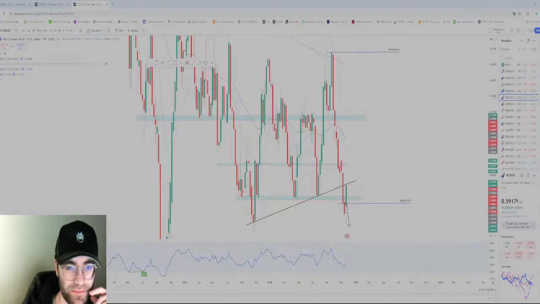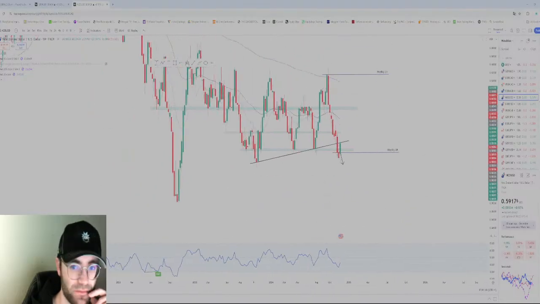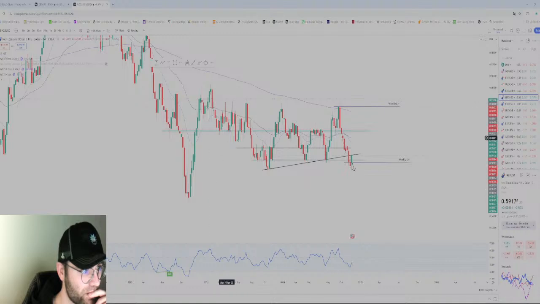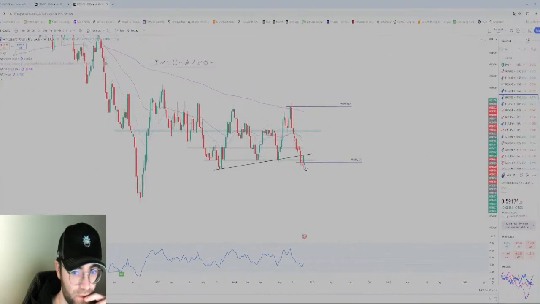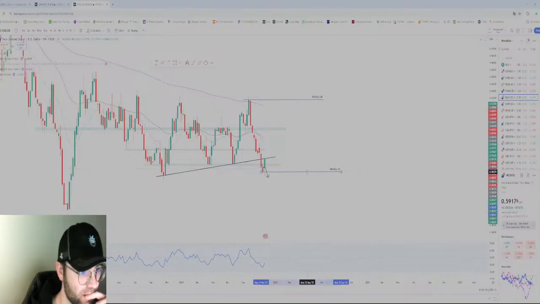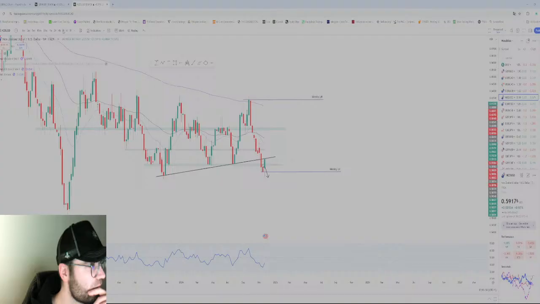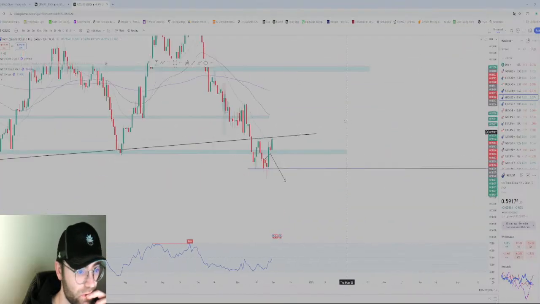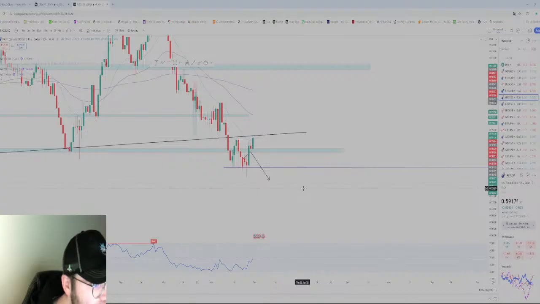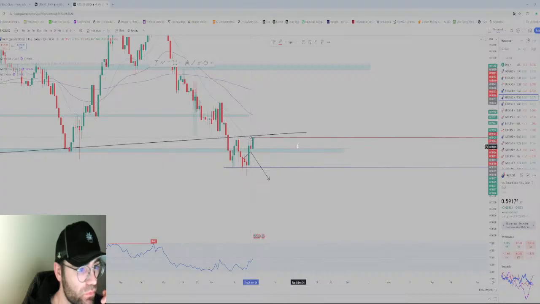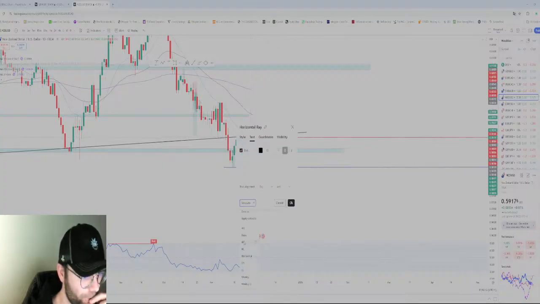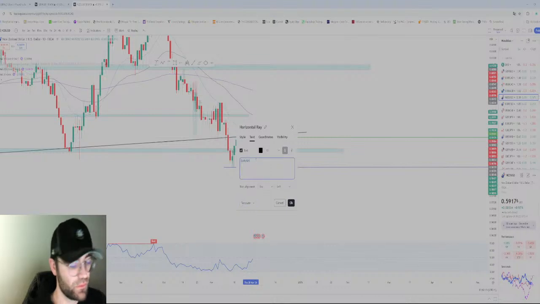Okay, let's just start with the time frames. Weekly did turn. Weekly is bearish. Okay. All right. Daily turned bullish, I think. Yeah, daily is bullish. Higher high, sorry.